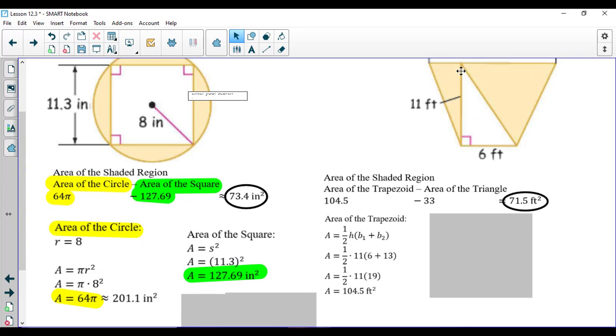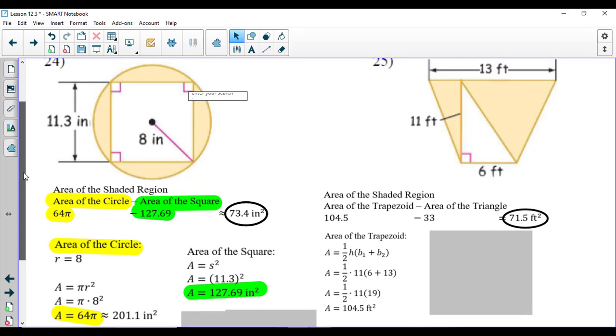So the height of the trapezoid is 11 feet. The parallel sides will be 13 feet and 16 feet, or 6 feet. So you can see that I plugged that in. We have half times 11 times 6 plus 13 in parentheses. That's going to get us exactly 104.5 feet squared.